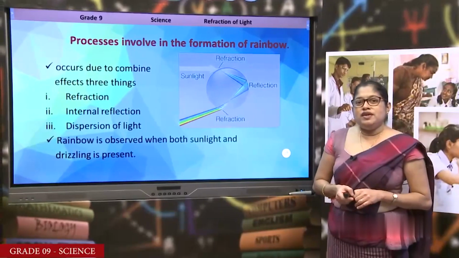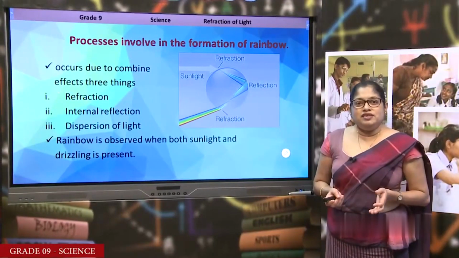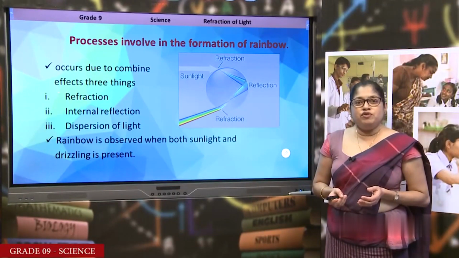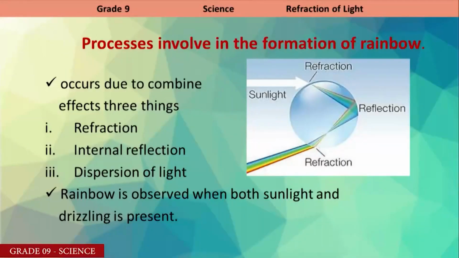To observe the rainbow, what are the conditions that should be fulfilled in the environment? To observe a rainbow, you should have both sunlight and drizzling. That is, water droplets should be present in the atmosphere with sunlight for the rainbow to occur.